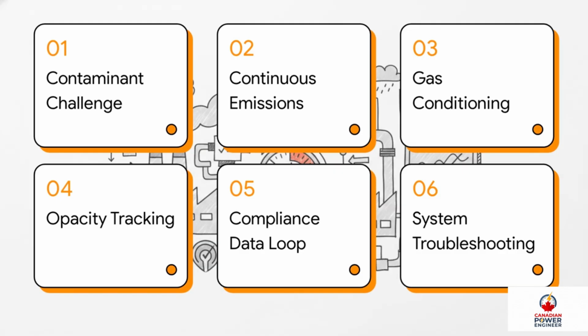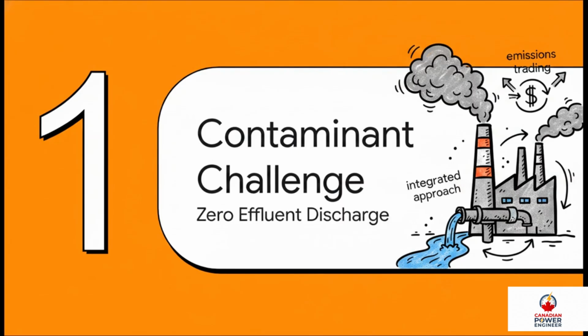Here is our quick roadmap for today. We'll cover the contaminant challenge, continuous emissions monitoring, extractive gas conditioning, opacity and transmissometers, the compliance data loop, and we'll wrap up with system failure troubleshooting. Starting right off with Section 1, the contaminant challenge and achieving zero effluent discharge.